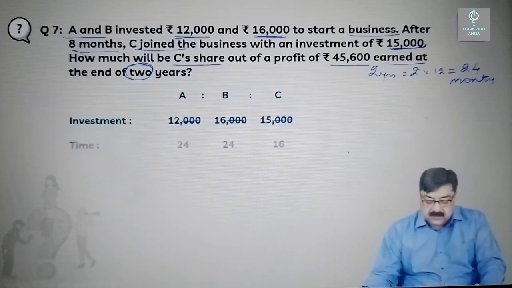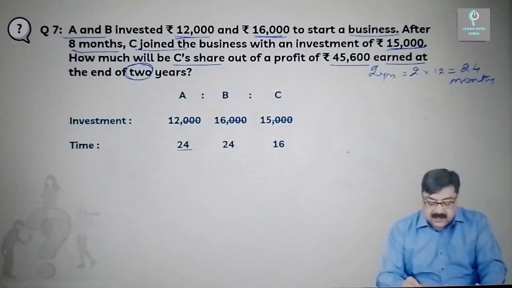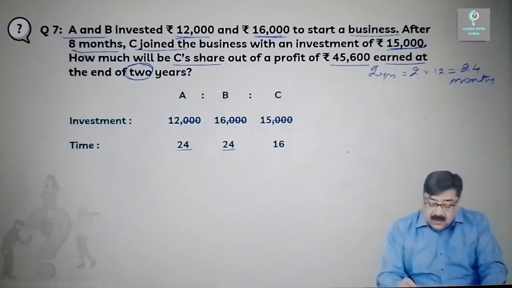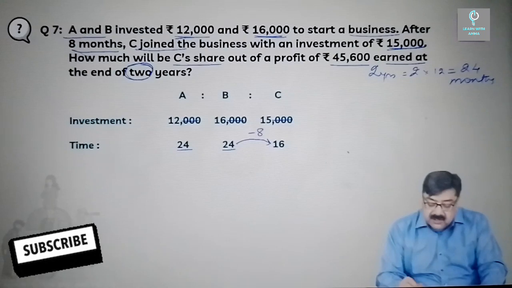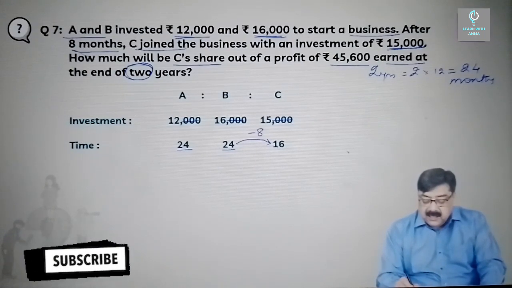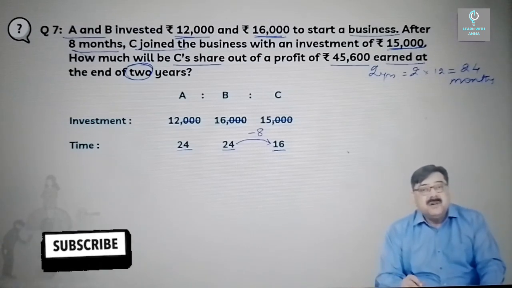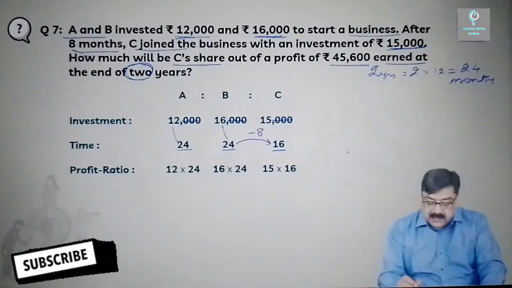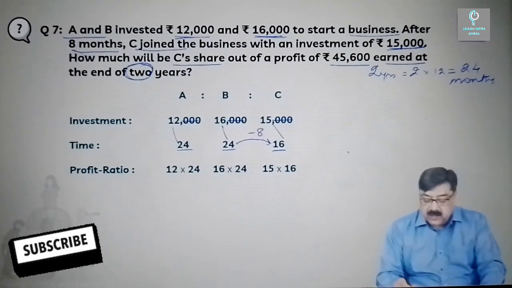Now the time duration. A's money stayed in the business for 24 months. Similarly, B's money stayed in the business for 24 months. Now after 8 months of starting the business, C joined them. So 24 minus 8, C's money stayed in the business for 16 months. So what we have here is 12 into 24, 16 into 24 and 15 into 16. That's what is written here.